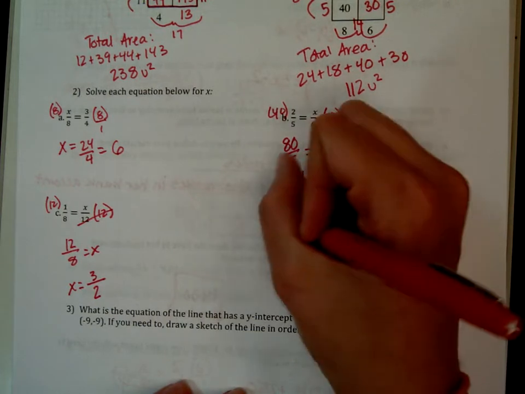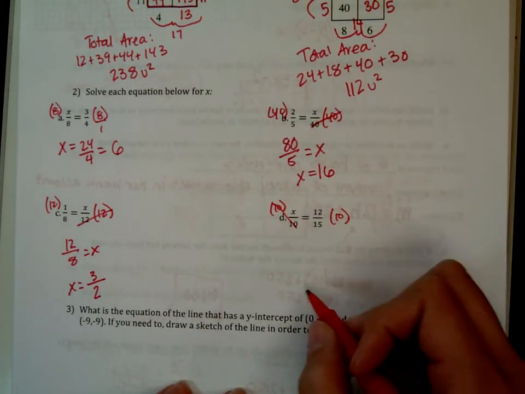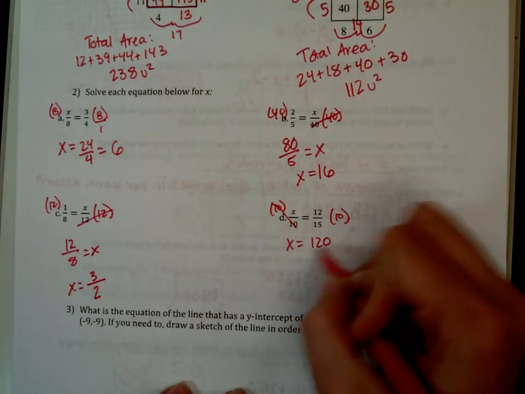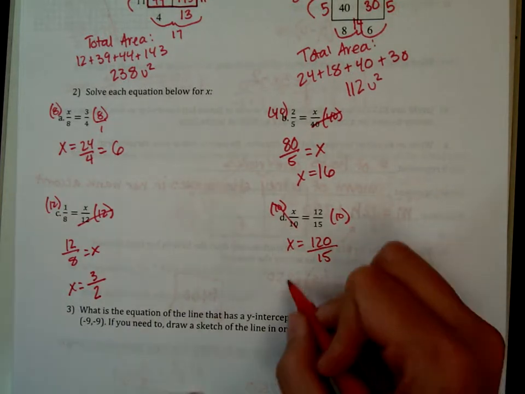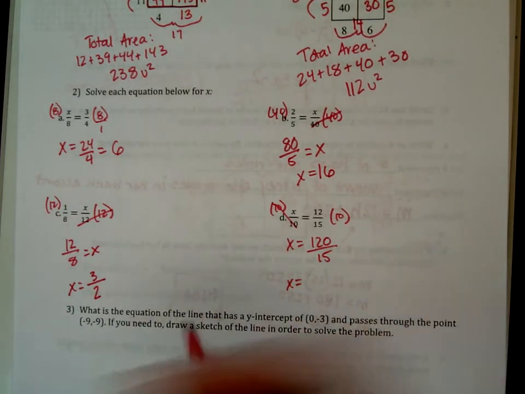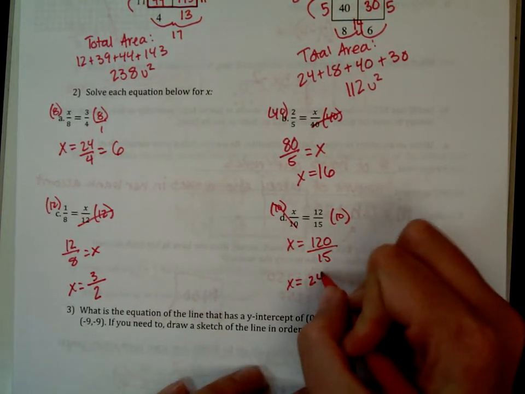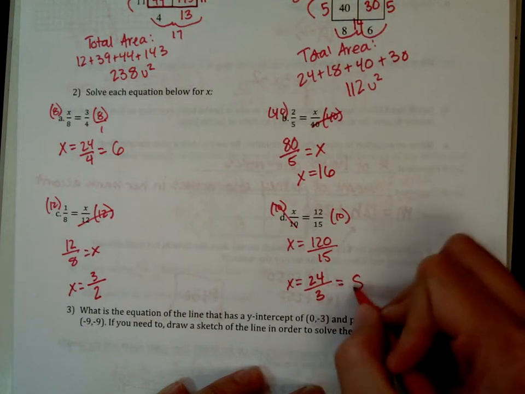On this one I'll multiply both sides times 10 to make my 10's cancel. So I get x equals 10 times 12 is 120 over 15. I know that we can simplify that by 5. 120 divided by 5 is 24. 15 divided by 5 is 3. 24 divided by 3 is 8.